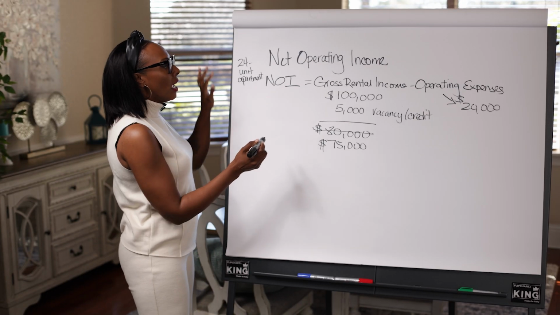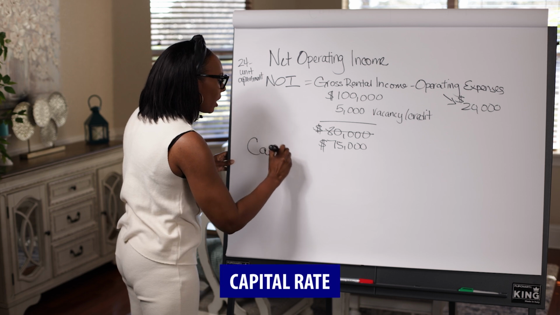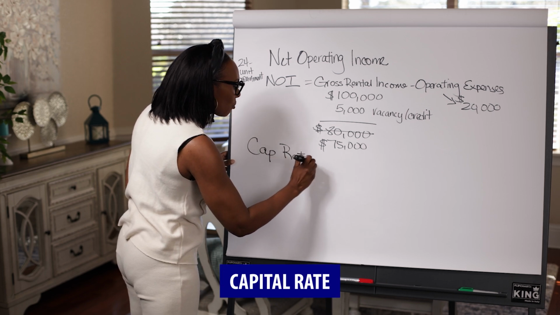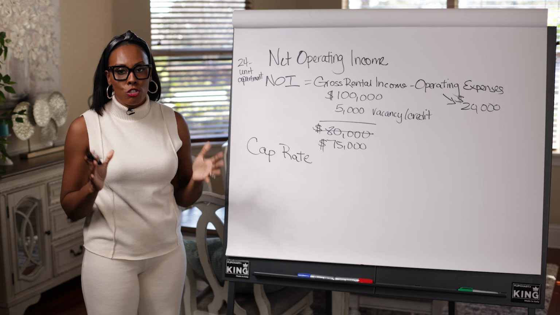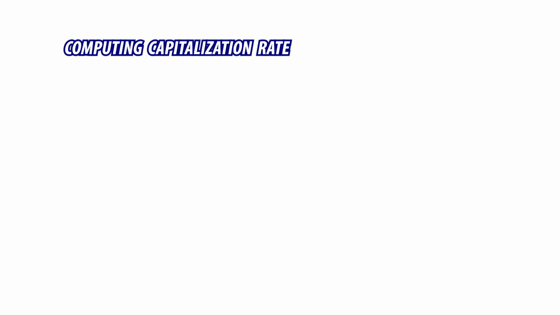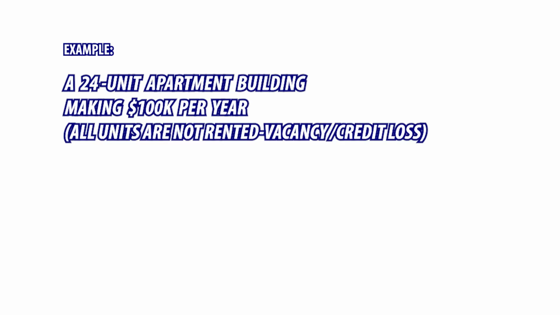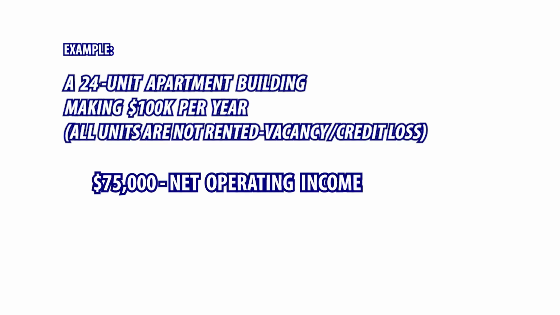So the second calculation that is really important that you hear about all the time is cap rate, which stands for capitalization rate. This is a figure that investors use to decide whether or not this is a good investment for them. And the calculation is basically the net operating income divided by the market value. So in this example, it's $75,000. That's your net operating income. So it's NOI divided by the market value.